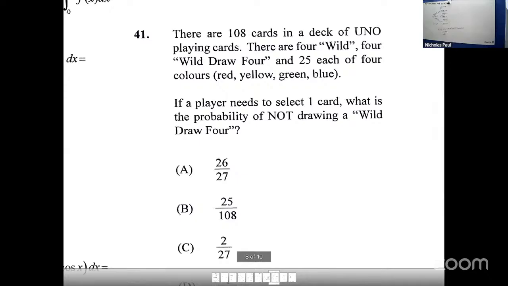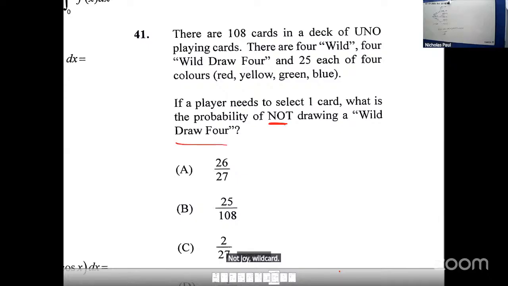Alright, let's start. There are 108 cards in a deck of Uno. There are four wild draw four, and 25 each of the four colors. If a player needs to select one card, what is the probability of not drawing a wild draw four card?